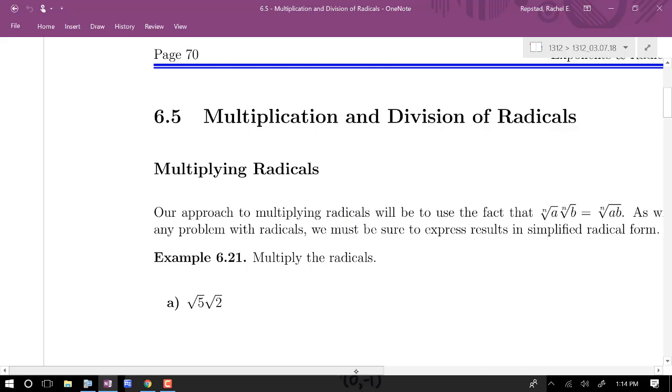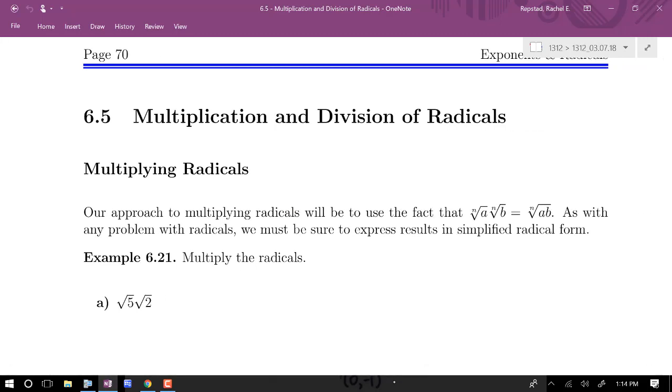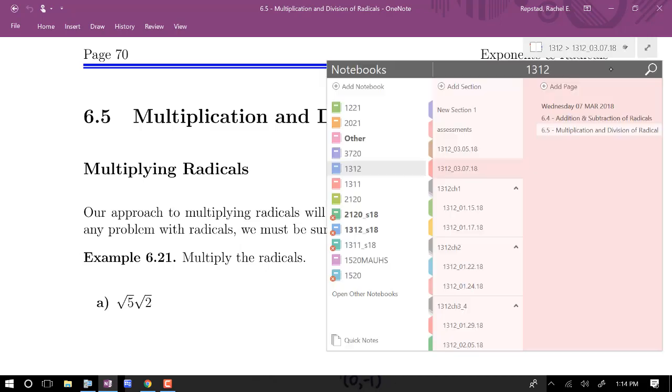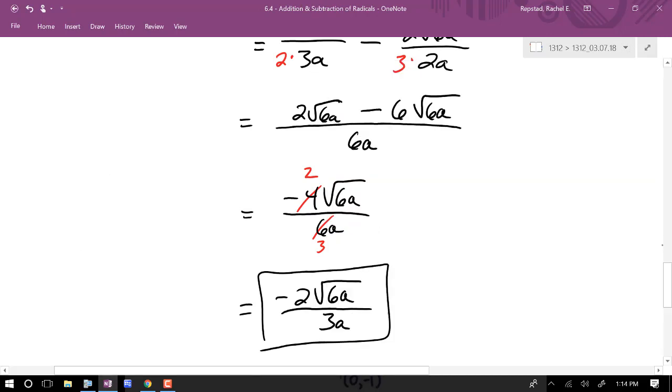Let's do some multiplication and division. We already know how to do some multiplication and division. We know how you can split up or combine radicals under a multiplication, and in fact we use that every time we rationalize the denominator, right? Like in the last example, we needed to do that.